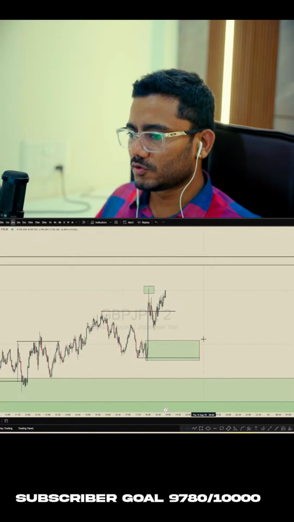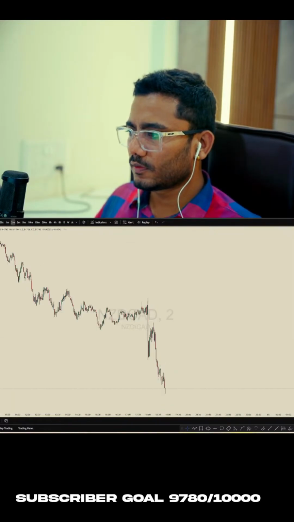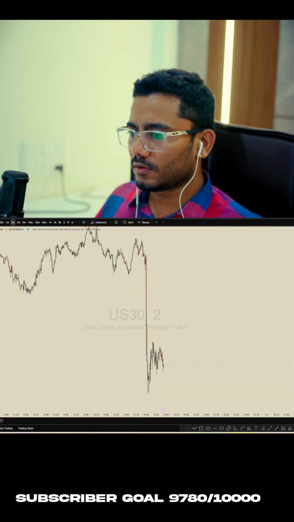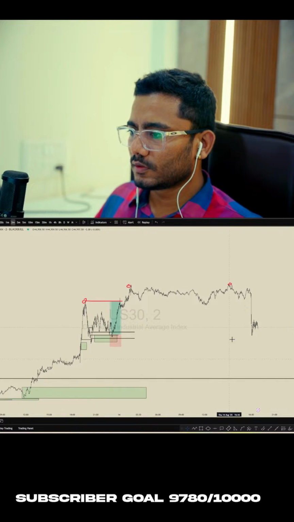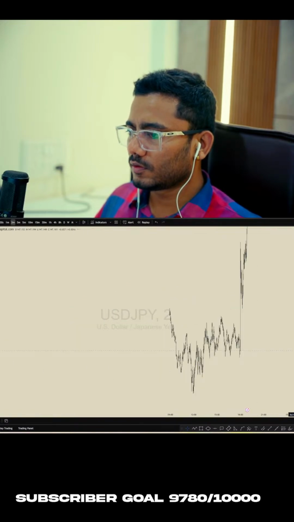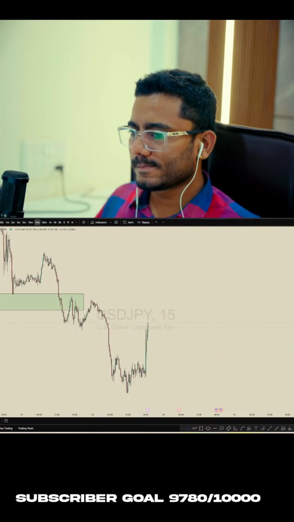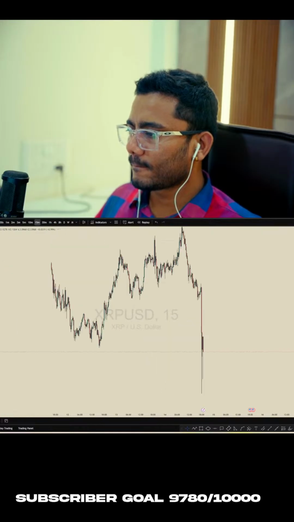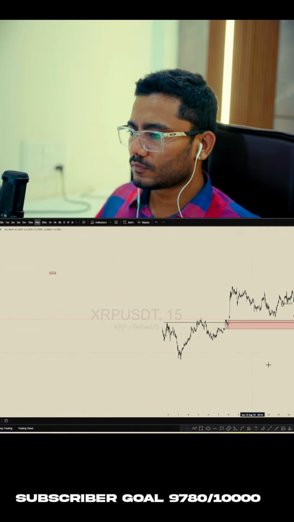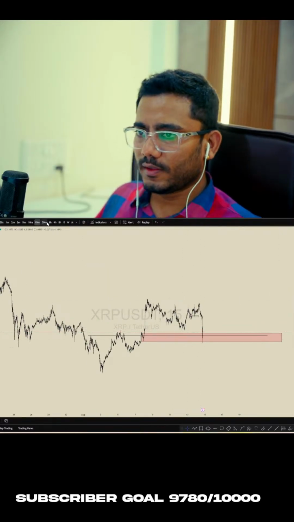This is the order block. We took out the liquidity, breaker structure. GU bearish. NZD CAD, I'm still bullish. XRP can also go to the upside.